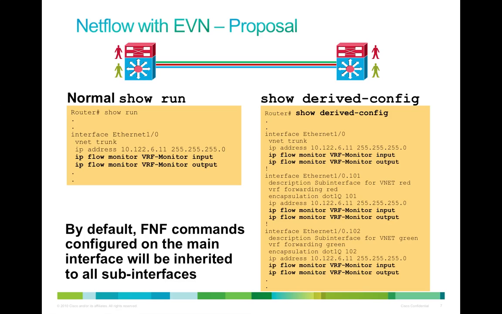If you want to see this configuration in its native form of VRF-Lite, since EVN is VRF-Lite, you just type in show derived config, and here you'll be able to see all of your subinterfaces as you would typically see them, as if you configured this natively in a VRF-Lite configuration to begin with. And as you can see, by default, the Flexible NetFlow commands configured on the main interfaces are inherited by all of the VRF subinterfaces.